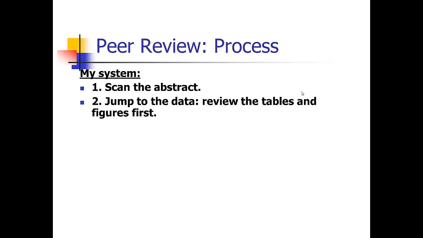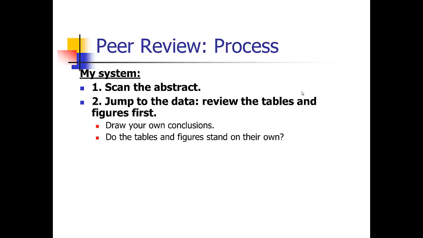I like to then jump right to the data, to the tables and figures. I like to see the tables and figures first, because to me that's the story of the paper, and I want to make my own judgment on the data before I read the author's take on the data. I'll draw my own conclusions from the data. Remember, tables and figures are supposed to stand on their own, so if they don't, that tells you that's a big flaw in the paper.